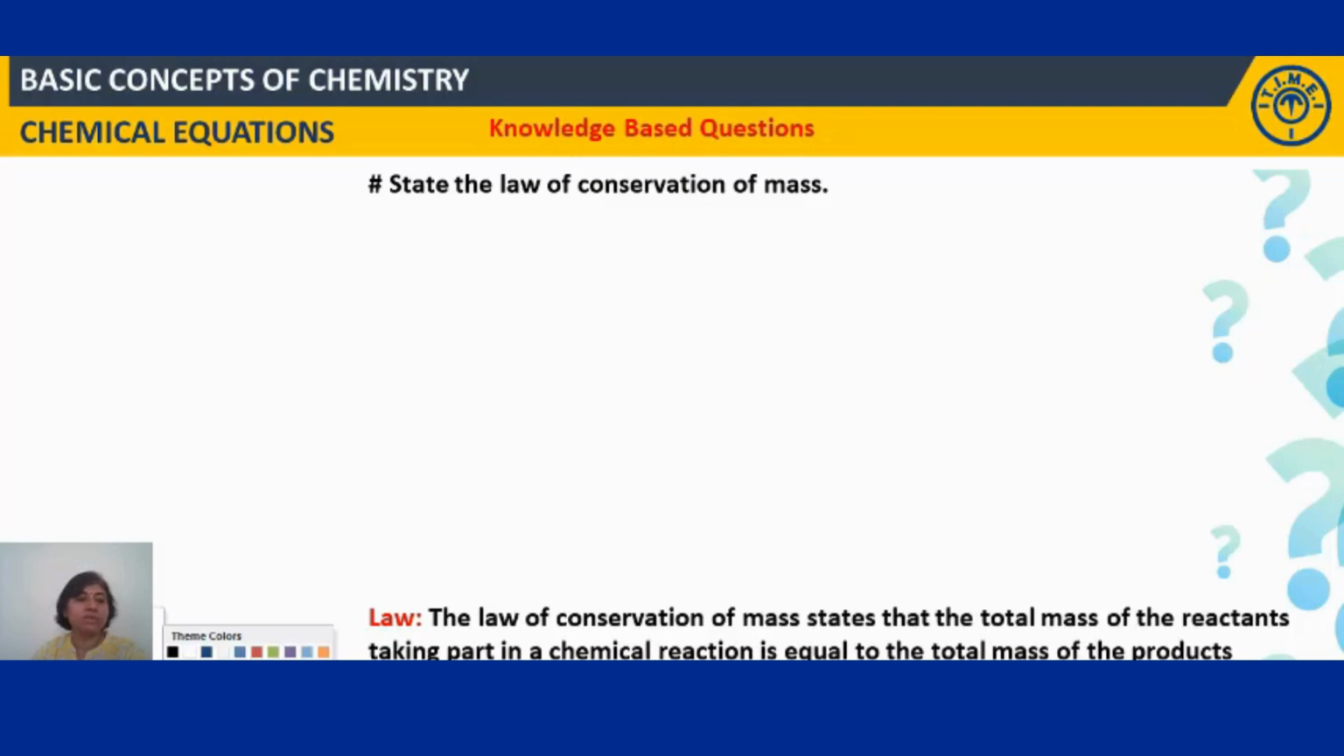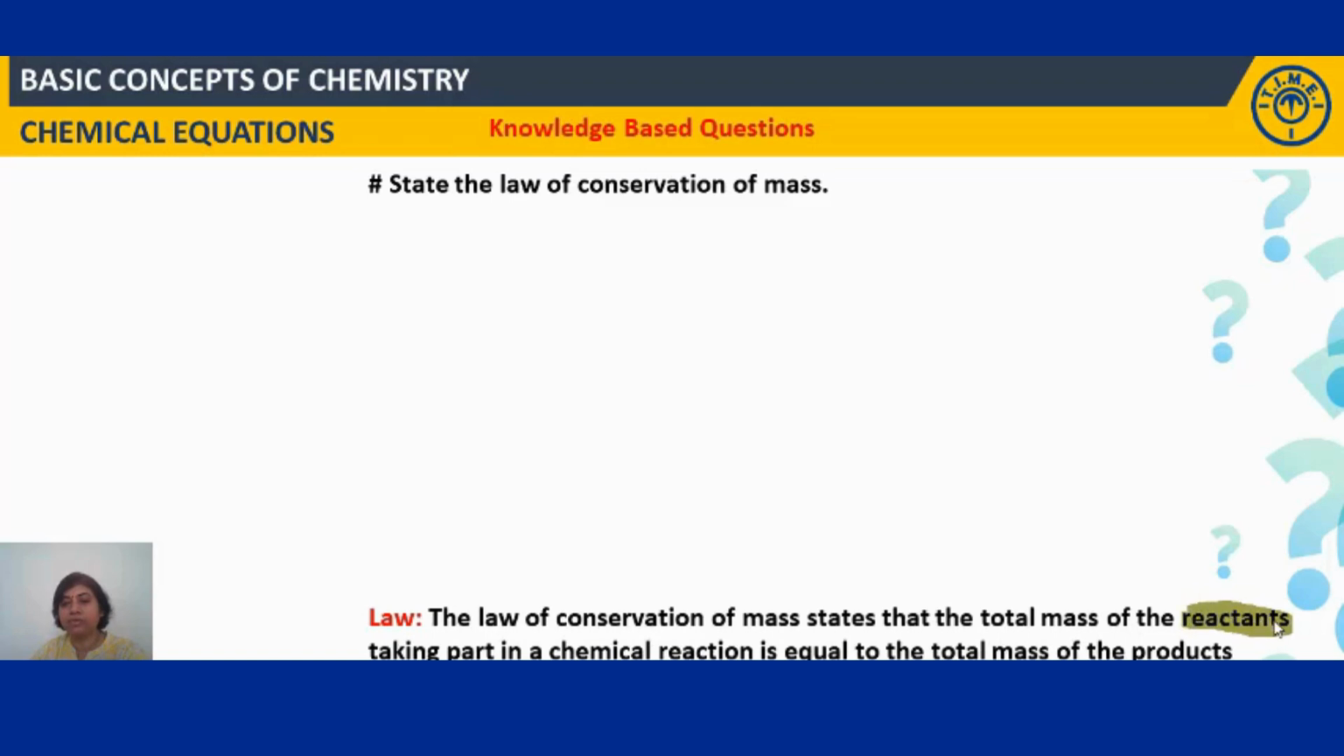Okay. So what we will do, we will highlight. Fine. Okay, let me take a different color so that you don't get confused. Okay. So what are the important aspects? The total mass of the reactants.